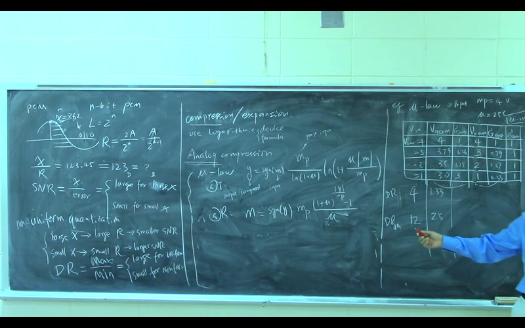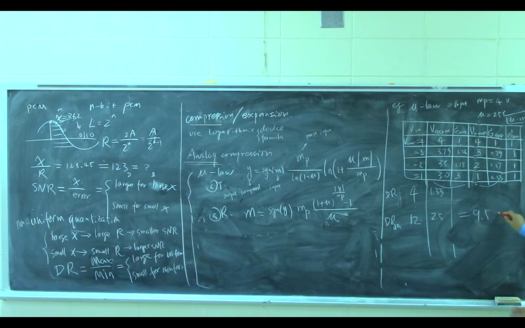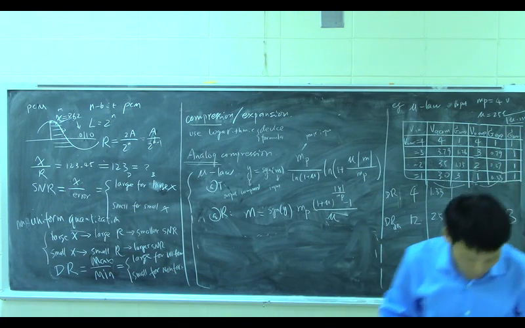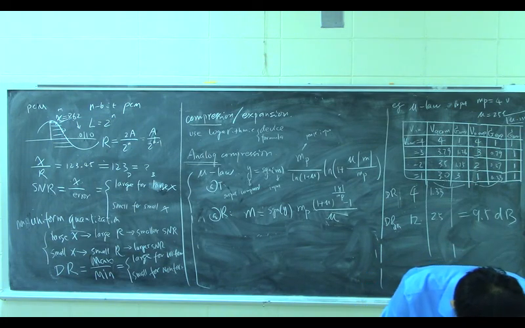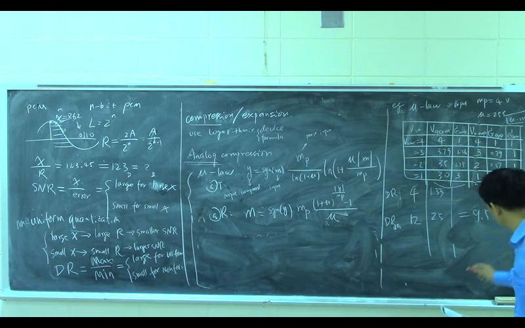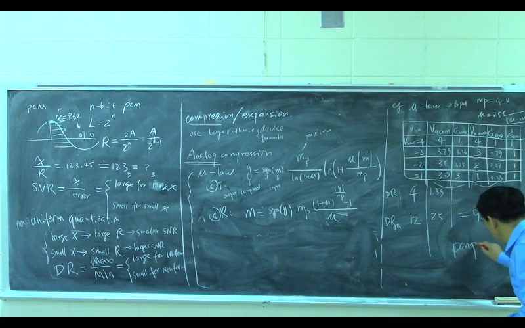The original data dynamic range is 12. Now the compression is 2.5. This reduction is what is the reduce? This one minus this, equals 9.5 dB. This reduction is called compression gain. It's compression reach. So that means the dynamic range is reduced by 9.5 dB.